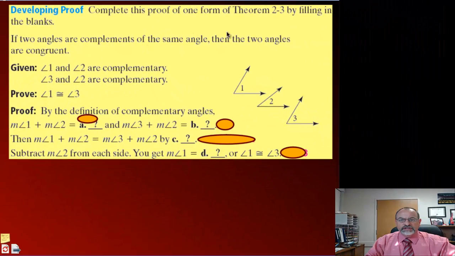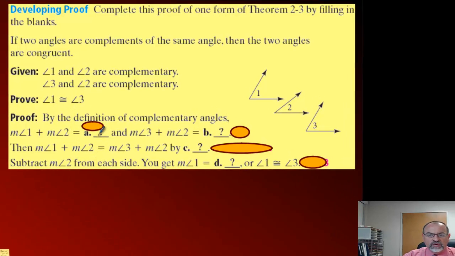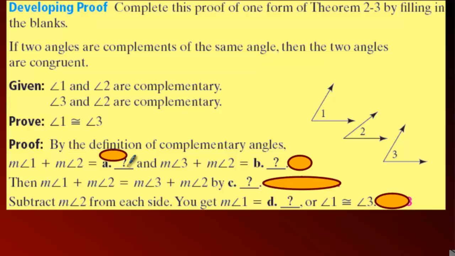Here's a proof, and we talked about how a theorem shouldn't be used until it's proven, and here is a proof of theorem 2-3 that they talked about. If two angles are complementary to the same angle, then they're congruent. So they've already written the paragraph for us, and they just left blanks, so all we have to do is determine what goes in the blanks.